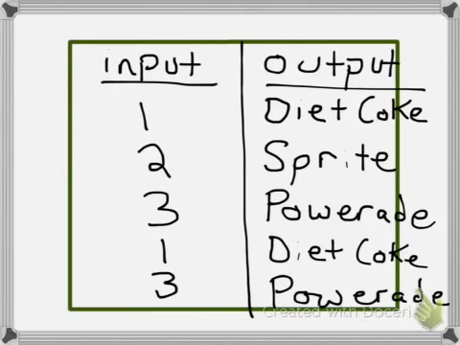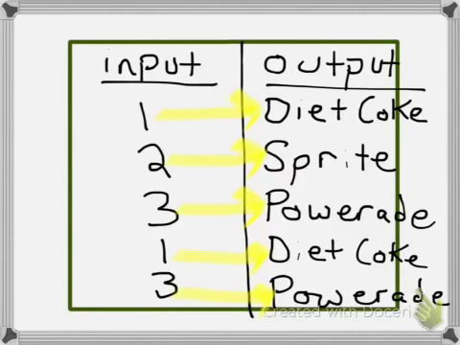Alright? So for this example, if I press a 1, I should get a Diet Coke. If I press a 2, I should get a Sprite. If I get a 3 as my button, I should get a Powerade. Now, again, I've listed if I press 1, I should get a Diet Coke. If I press a 3, I should get a Powerade.